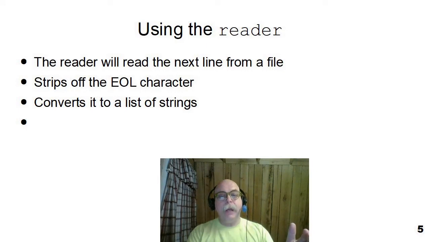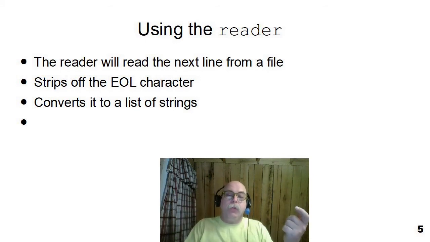In the first slide, we talked about the CSV module. I said there was a reader. Guess what? It works just like the writer, except it does the exact opposite. It will read one line at a time from a file. It will strip off the end of line character, and it will convert whatever it gets with the comma separated values into a list so that you've got a nice, pretty list to work with.